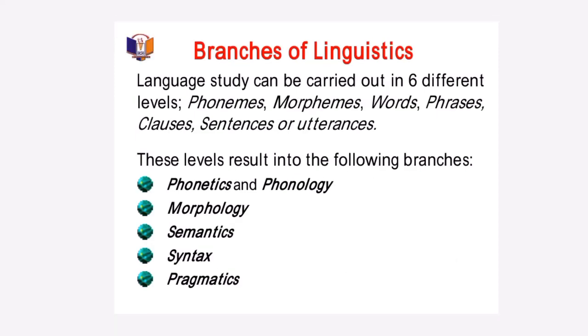Now, as it stands, linguistics has different branches. Linguistic study can be carried out at six different levels. One can study the phonemes of a language. He can equally decide to study the morphemes, or the words, or the phrases, or the clauses, or the sentences. So you can carry out the study on these different levels.